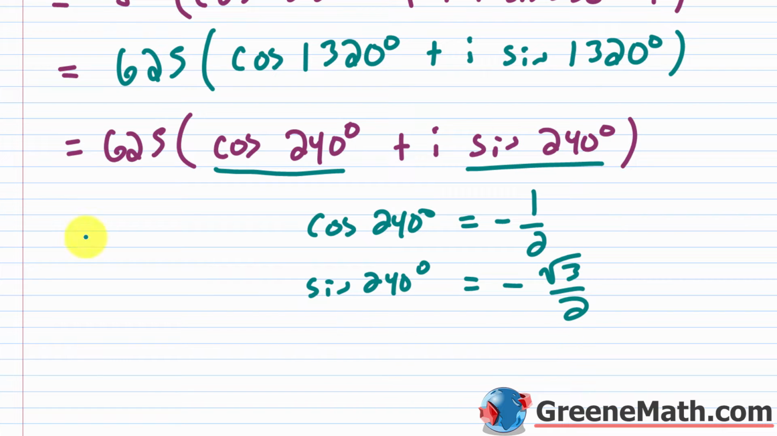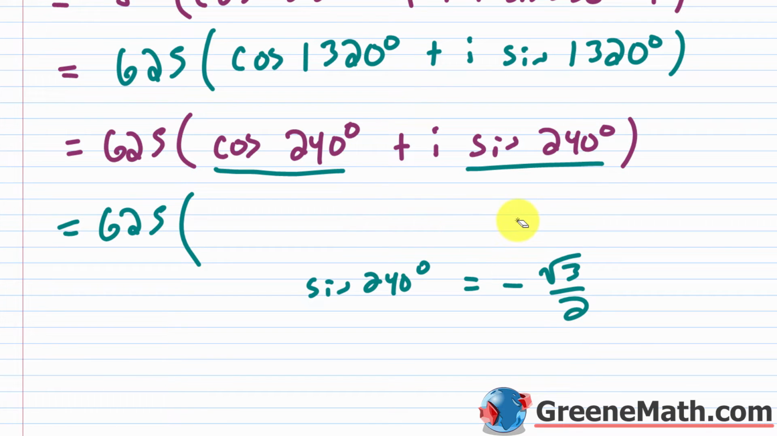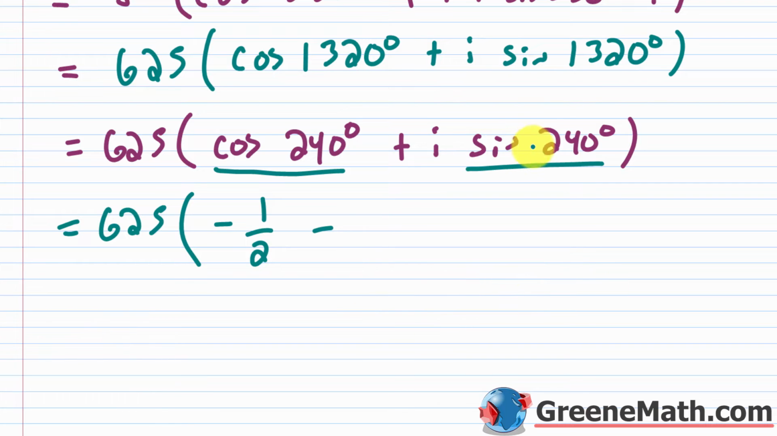So we can just replace this. So let's say this equals 625 times the quantity. For the cosine of 240 degrees, I'm just going to put in negative 1/2. And then over here, I'm going to have a negative, so let me put minus, and then square root of 3 over 2. That's me replacing the sine of 240 degrees with a negative square root of 3 over 2, and then times I. So you can do that there, or you can put it here if you want. Really doesn't matter. So let's put equals here.